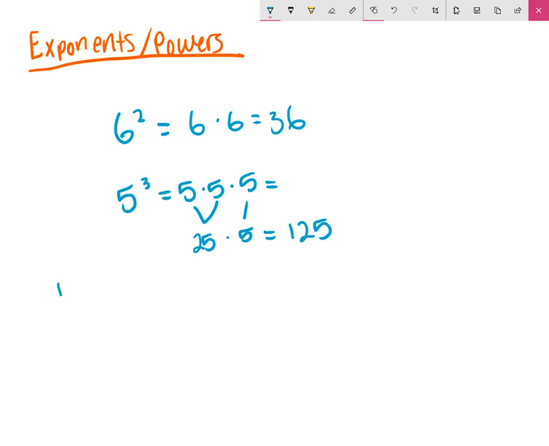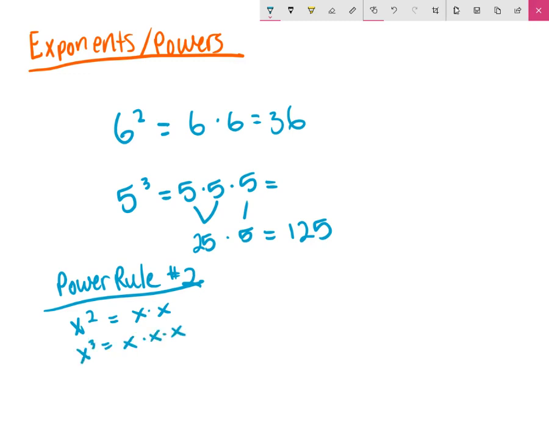This brings us to our second power rule. Power rule number 2, which says that the exponent or power tells you how many times to write the base so that you can multiply it. Boom, that's what we've been doing. So let x be any number. If we have x squared, it's x times x. If we have x cubed, it's x times x times x. We have x fourth, x times x times x times x. And so on into infinity.